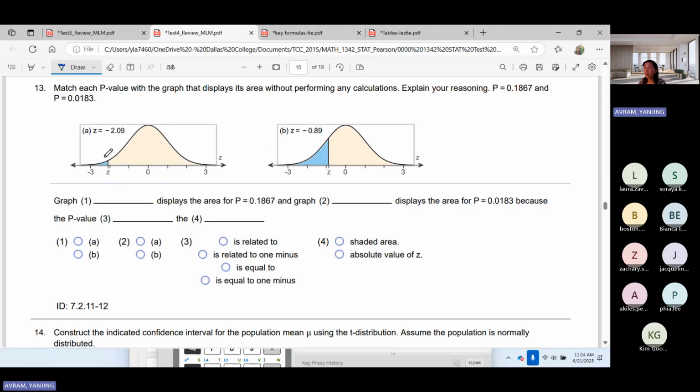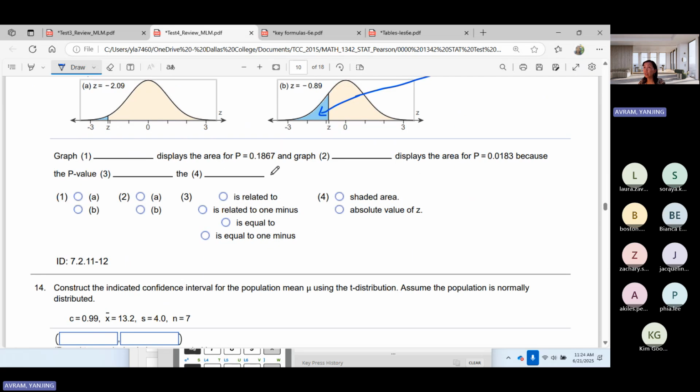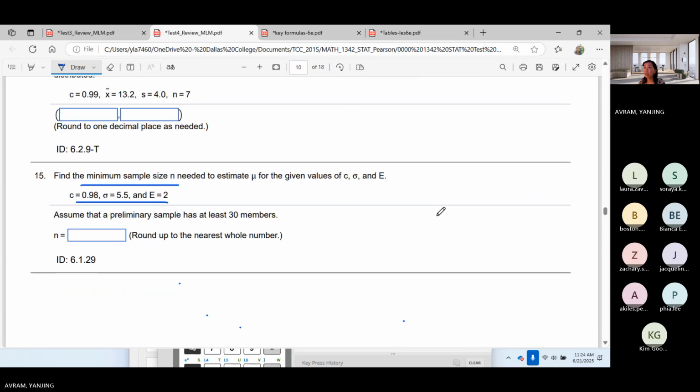This z value is much less, so this p should be smaller. This area is bigger. So the first one right here should be corresponding to this one, right? Because this one is much smaller. This one looks like the area is bigger, so that should be this one. So this one should be for this one right here. Okay, so that is this one, and you can go match the answer.